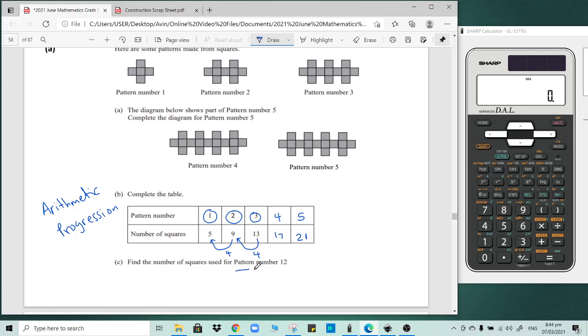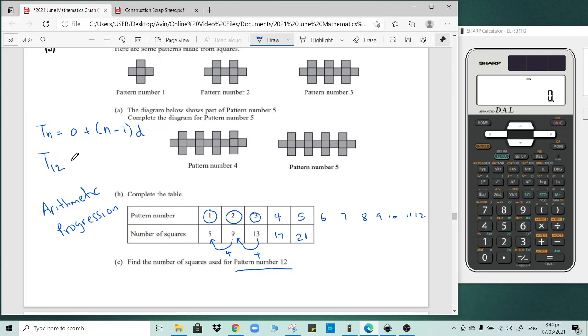Now they're asking us for pattern number 12 in part C. Obviously, I'm not going to go pattern 6, pattern 7, 8, 9, 10, 11. I'm not going to waste time doing that. Instead, I can use the arithmetic progression formula, which is, where do I have space? Let me put it up here. Tn is equal to a plus n minus 1 multiplied by d. Tn is the term we are trying to find. So we are trying to find the 12th term. That's how you write it.